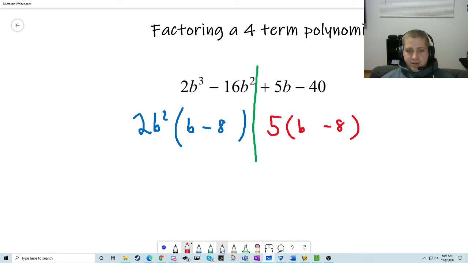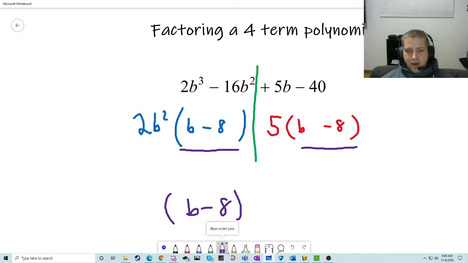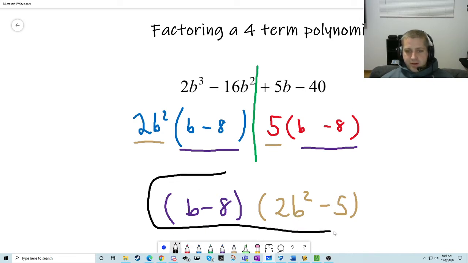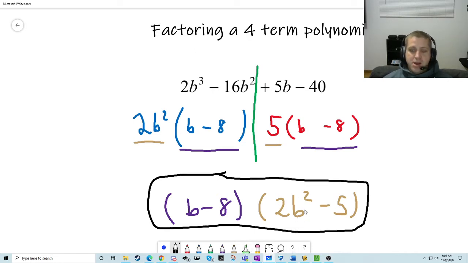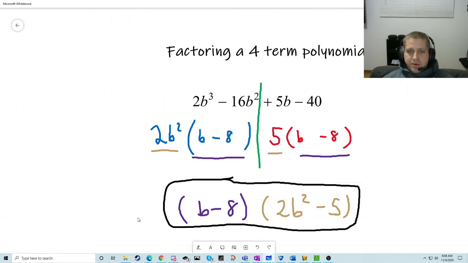My final answer is I GCF out as b minus 8, and that actually becomes its own piece, its own factor. And then the other part is this 2b and this 5. Sorry, 2b squared and 5. And there we go. You have your factored 4-term polynomial. And oftentimes it'll have some higher power one in here. And unless you can use that difference of squares, you're stuck. So there you go, 4-term factoring.